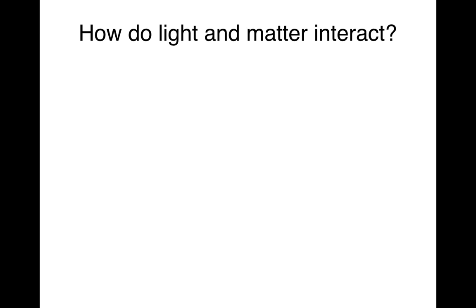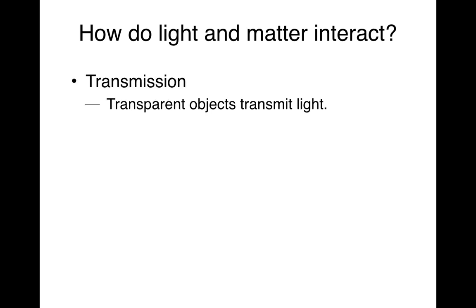How do light and matter interact? There are four main ways that light and matter interact. We'll look at each one in turn. First is transmission. Transparent objects transmit light.